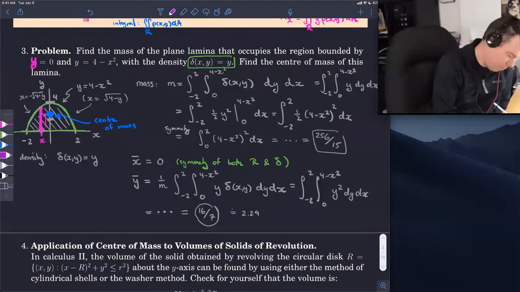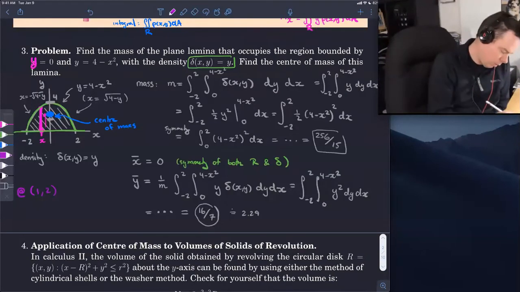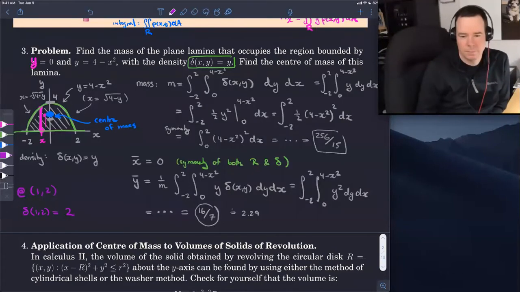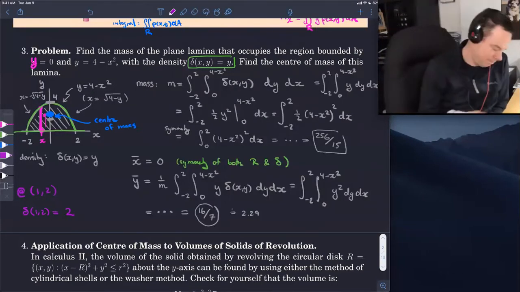Yeah, so for example, at the point 1, 2, the density at 1, 2 is given by 2, and then the units of density. So yeah. Okay, thank you.